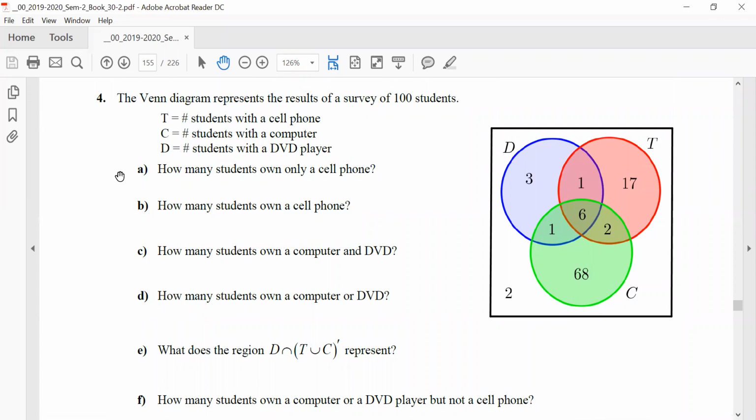Okay, the Venn diagram to the right says that there's a survey of 100 students, and we got a cell phone, a computer, and a DVD. So how many people own a cell phone only? Cell phone only. Well, cell phone only is right here. No, it's not. Cell phone only is T. I'm a liar. Cell phone only. Right here. Okay, so 17.